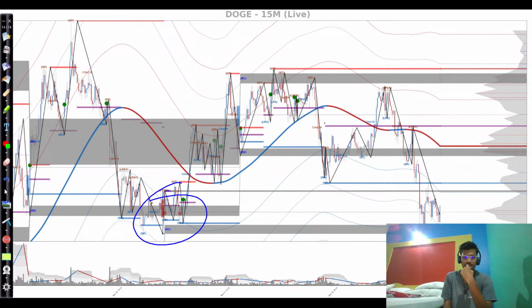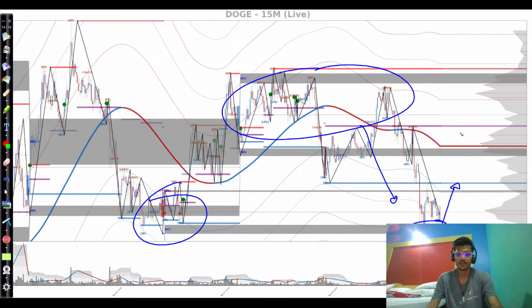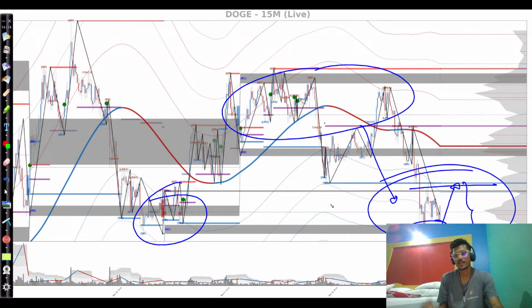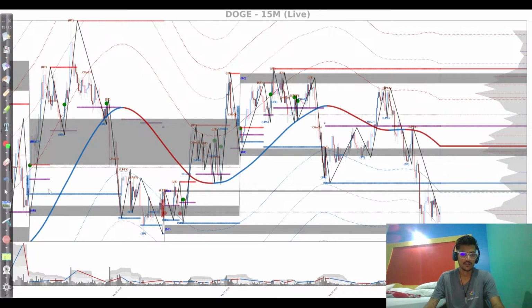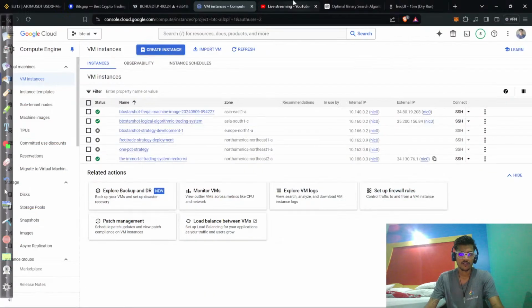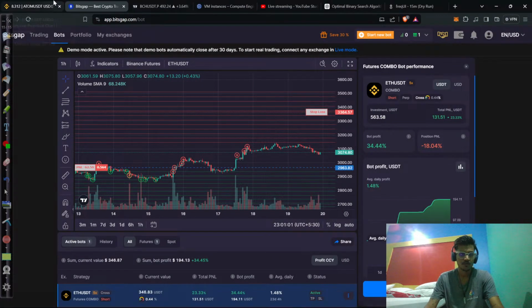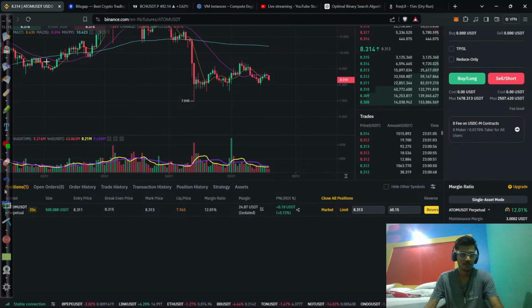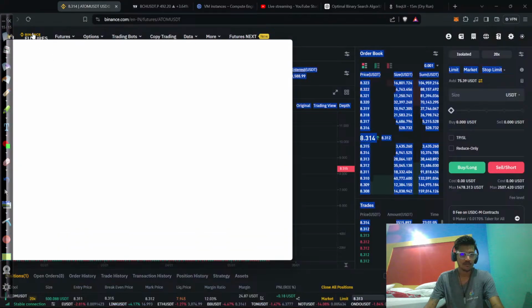You see this structure, right? From this structure we jumped onto this one, and where did we come? Around here, and it is looking to go up from there. So even if I take this much distance profitable, yeah, I'm cool with that. So let's see. Doge, I'm entering long on Doge too. I'll go to Doge.